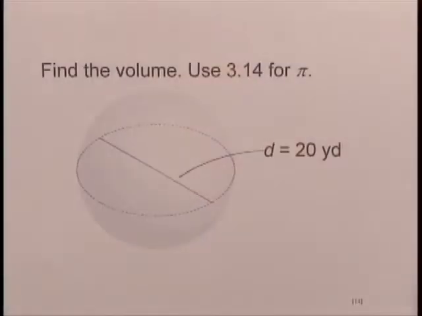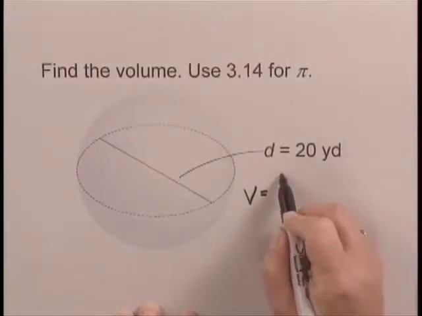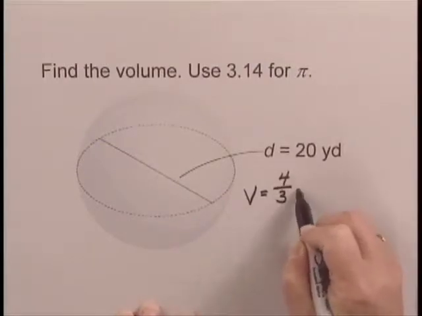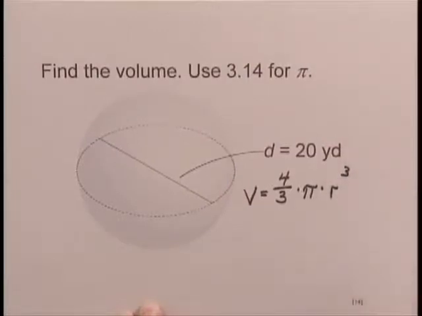In this exercise, we'll find the volume. We'll use 3.14 for pi. The figure is drawn, and we see that the shape is that of a sphere. The volume for a sphere is V equals 4/3 times pi times the radius cubed.